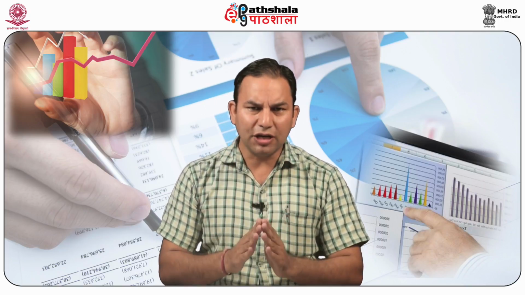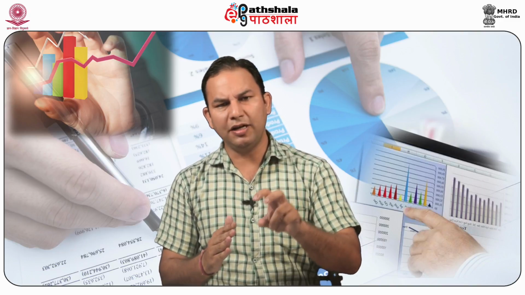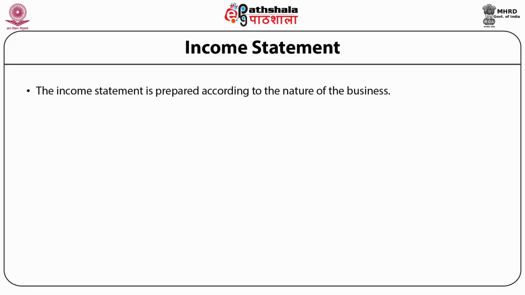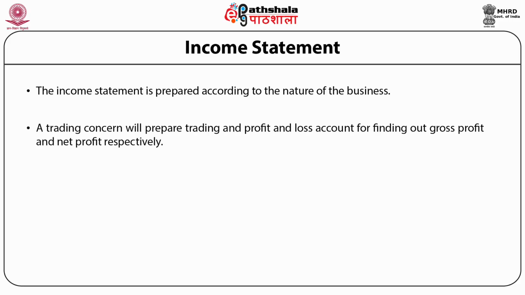The income statement is prepared for a particular period, generally a year. If the income statement is prepared for the year ending on 31st December 2015, then all revenues and expenditure falling due in that year will be taken into account irrespective of receipt or payment. The income statement is prepared according to the nature of the business. A trading concern will prepare a trading and profit and loss account for finding out gross profit or net profit respectively.